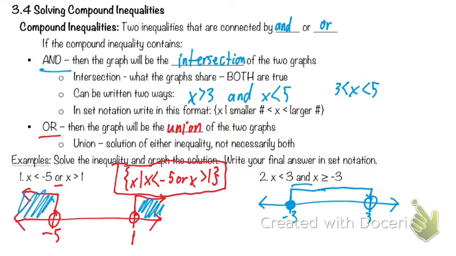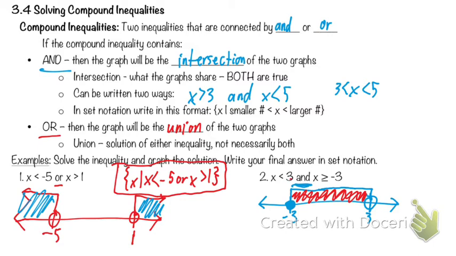So I didn't draw my arrow because it doesn't go all the way to the left because we're doing and. We just want where both of these are true. So both x is less than 3 and x is greater than or equal to -3 exists right here between these numbers. Anywhere between these two, and including -3, both of these inequalities are true.